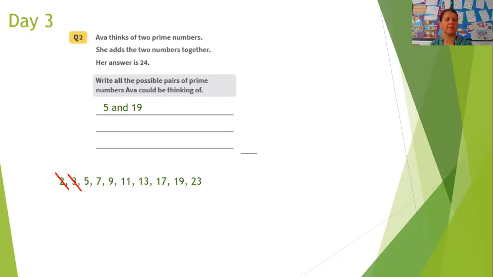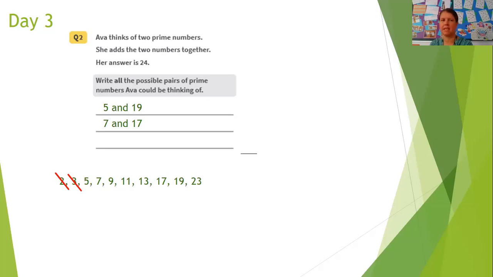So moving on, my next prime number after 5 is 7. So what do I add to 7 to make 24? Well, I know 7 add 7 is 14. So 7 add 17 is 24. And 17 is a prime number. So I can write down 7 and 17 as my next ones. So I've used 5, I've used 7, now I'm going to check 9. What do I add to 9 to make 24?